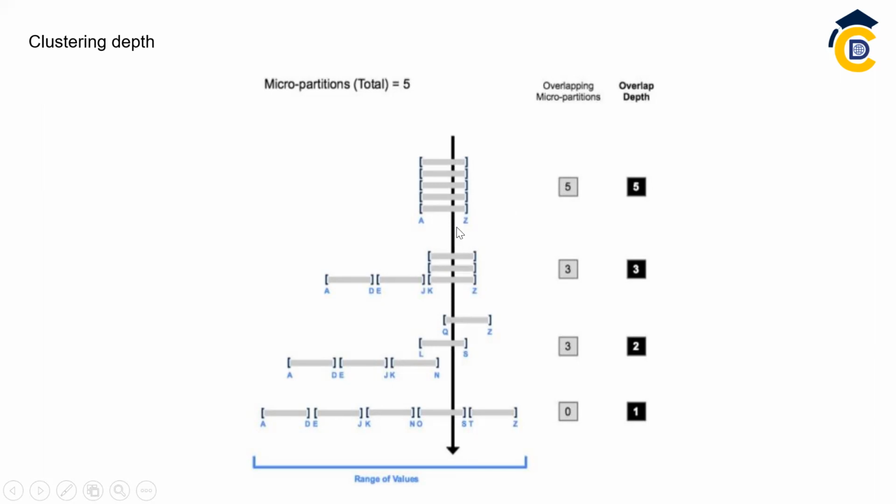So we just saw what overlapping values are. You have those values ranging across different micro-partitions, and you have some other values also in those micro-partitions. Correct? So in the first case, all the micro-partitions have some common values ranging in them. So overlapping micro-partitions are 5, right? And the depth of overlapping is also 5. That overlapping depth is nothing but the average overlapping micro-partitions.